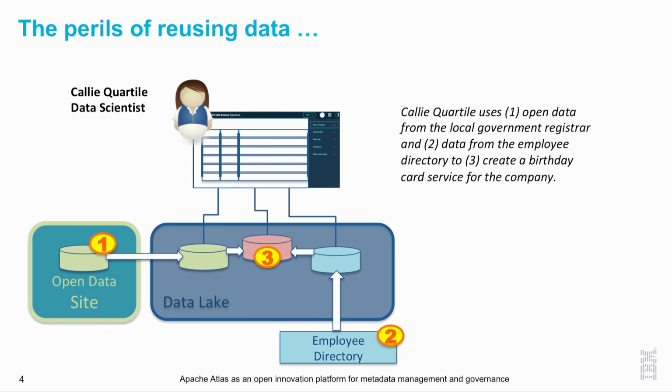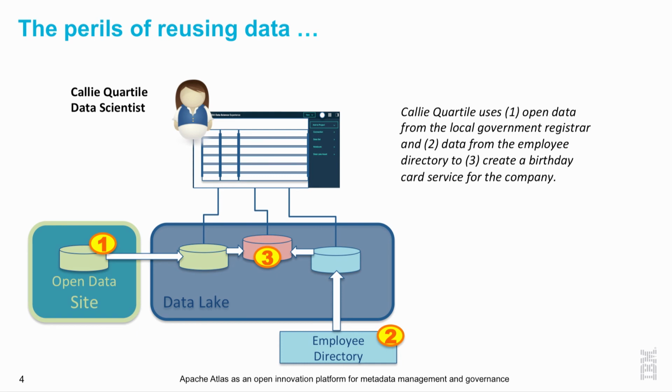So let's start with an example. Here is a data scientist, Callie, and she's taken two sources of data and decided to combine them together. They're both sort of public data. One of them is the employee directory, and she's found an open source site that actually has the registration of births. So she said, well, that's quite good. I'll take these two data sets, combine them together and build a birthday card service.